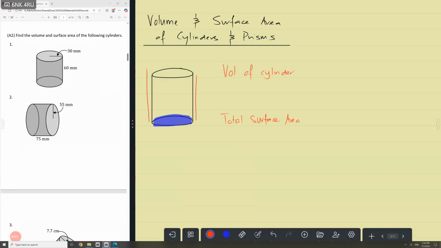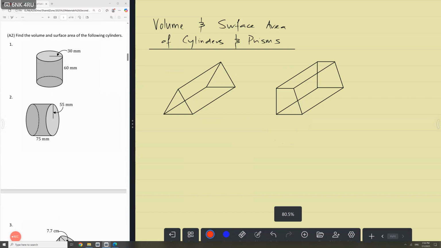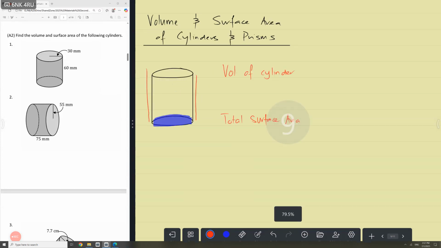Same goes for our prism. Let's look at the next one. Okay, these two are prisms. So if we look at the cross-section area, this is our cross-section area, and this is our cross-section area for this prism. And the length is this way, and this way is all the same. It's uniform, right? So because of that, they are called uniform solids. Okay, so back to our cylinder.